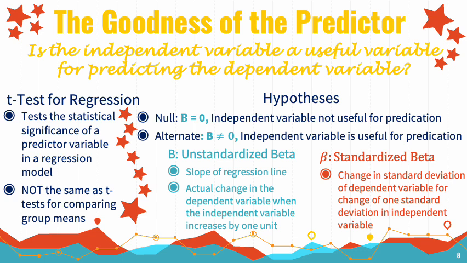This coefficient represents the actual change in the dependent variable y when the independent variable x increases by 1 unit, assuming all other independent variables are held constant. For the example we have been working with, this would tell us how much salary increases as years of experience increases by 1 year. You will also see beta, the standardized beta reported in regression analysis.